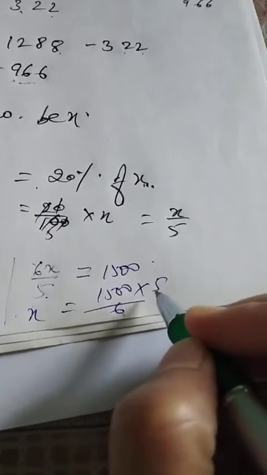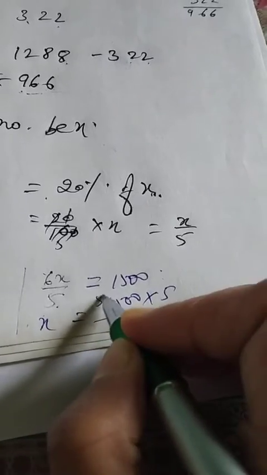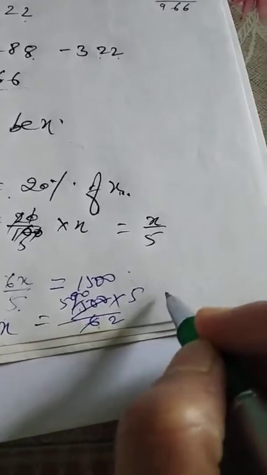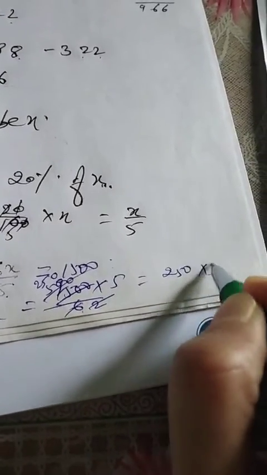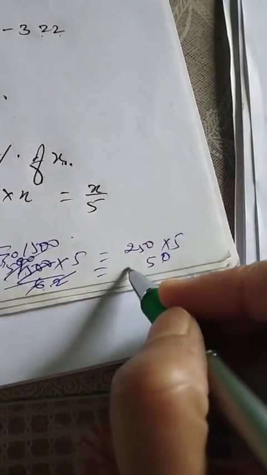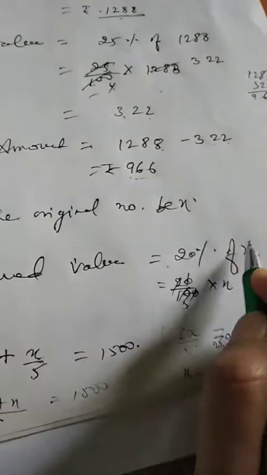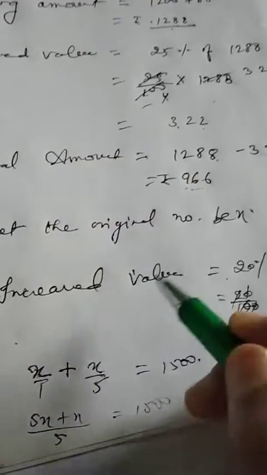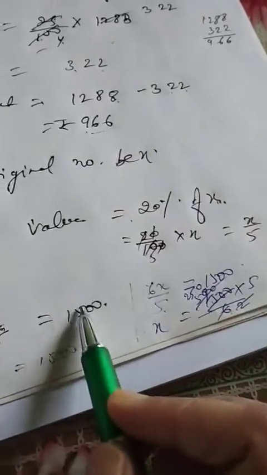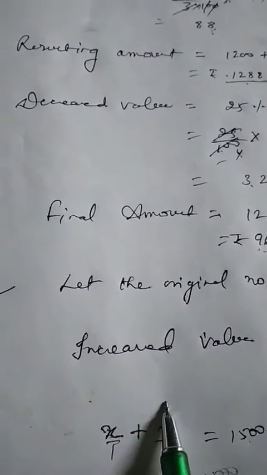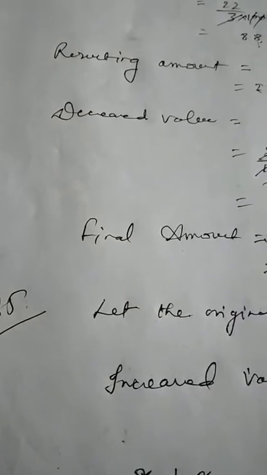Okay, now 3 2s are 6, 3 5s are 15, 0 0. Then 2 25s are 50. We will get here 250 into 5. Multiply it. 5 0s are 0, 5 5s are 25, 5 2s are 10, 11, 12. 1250 is the original number. Okay, because it's 20% increased and then the value became 1500. Before it was 1250. Now the increased value is this. Got it, students? This is the process you have to do in this manner only.